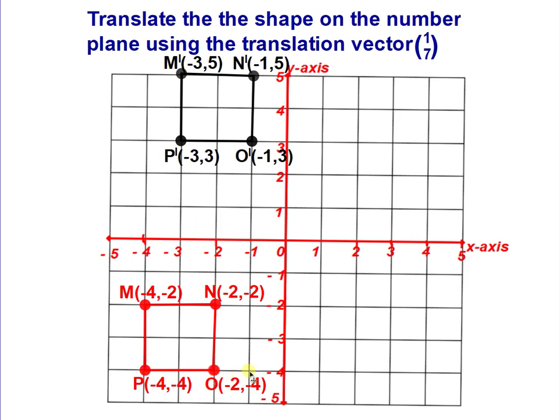You move once to the east, then 7 upwards. So after moving once, let's move 7 up. You have 1, 2, 3, 4, 5, 6, 7. Then you join your straight lines to get your square. Therefore, square M prime, N prime, O prime, P prime is the image of square MNOP.